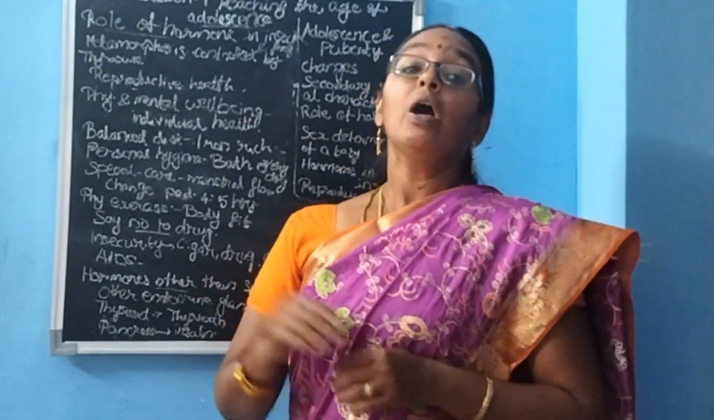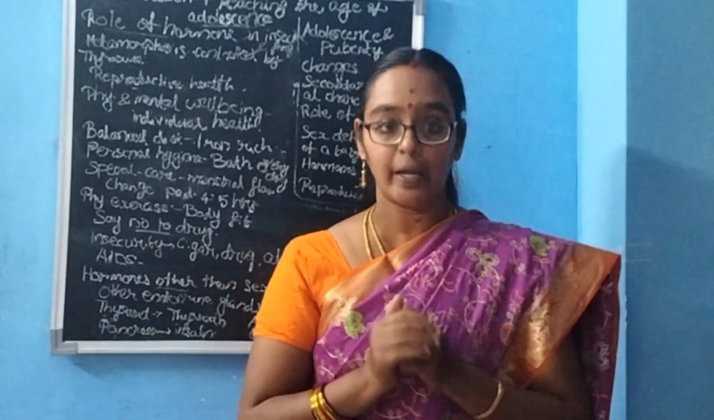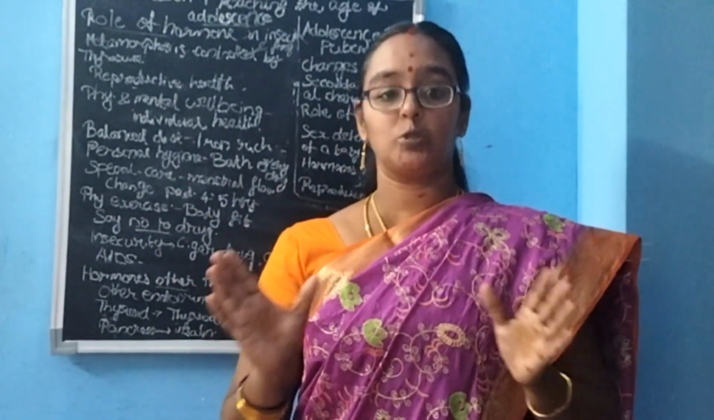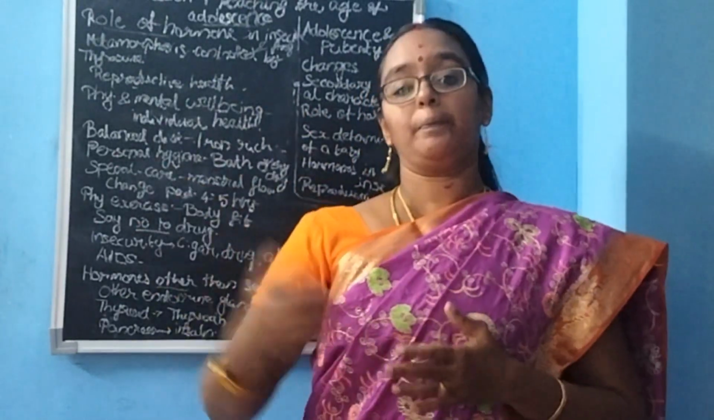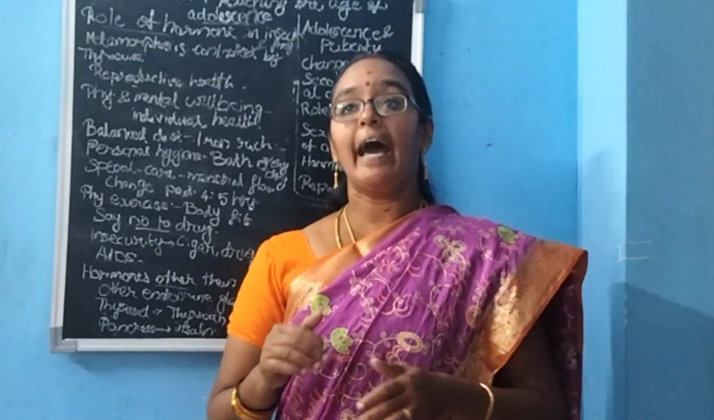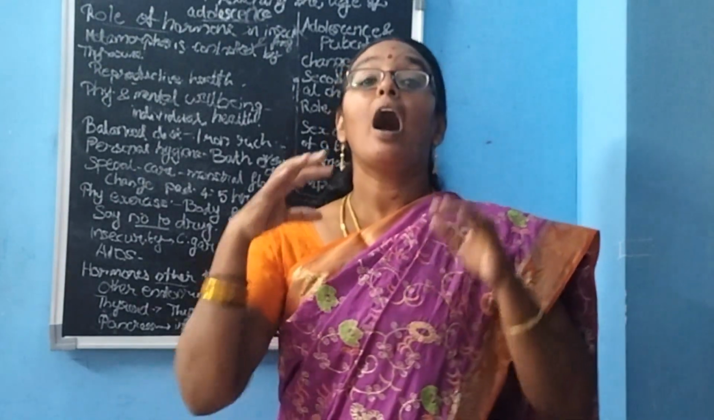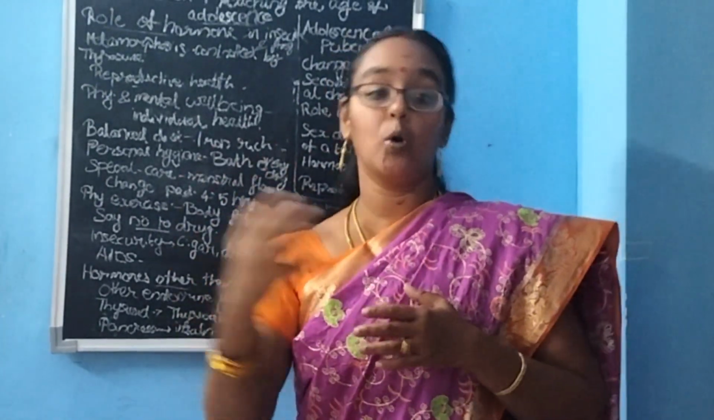Reproductive health. Actually, physical and mental health is essential for a person, an individual, to grow up, isn't it? For physical health, what all things are needed? Balanced diet is the first one which is needed. As you are in the adolescent stage, you need more iron-rich food.